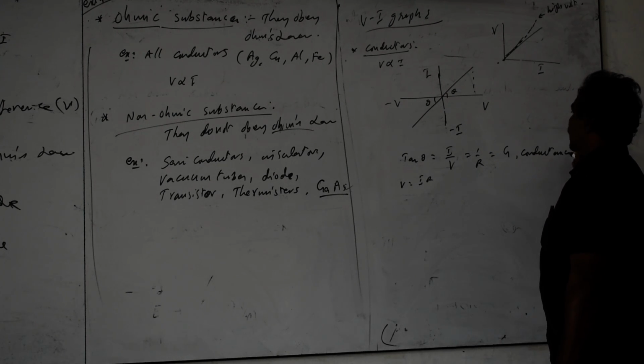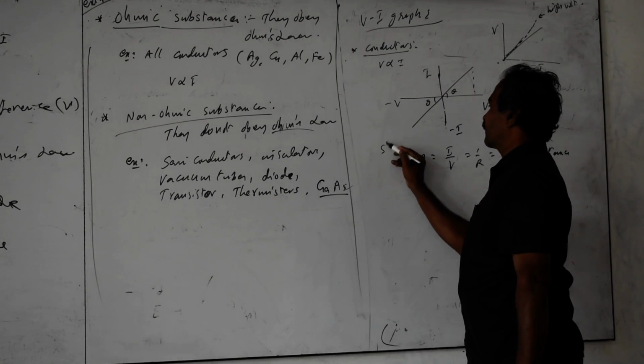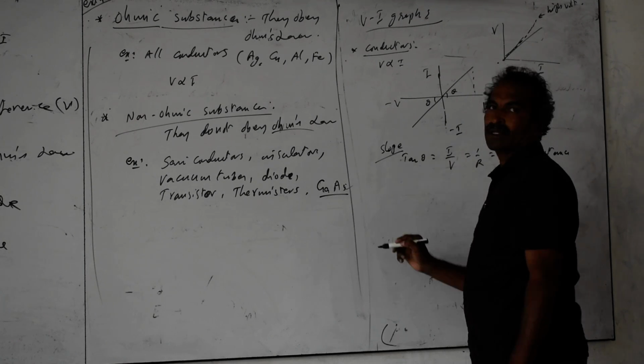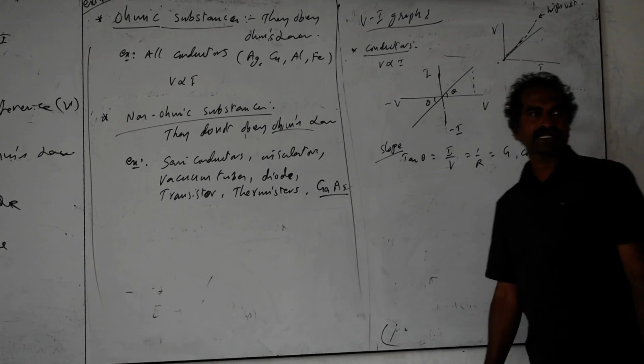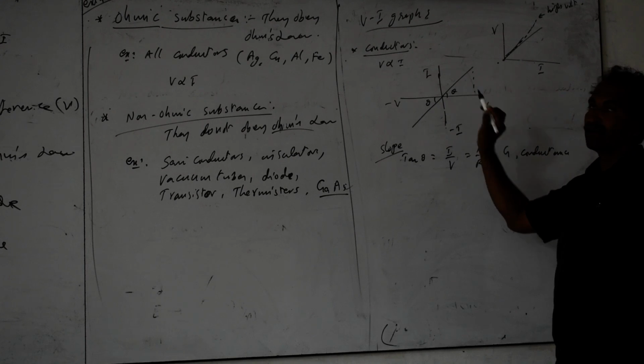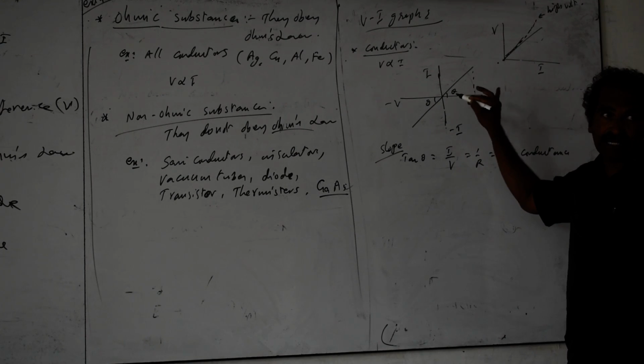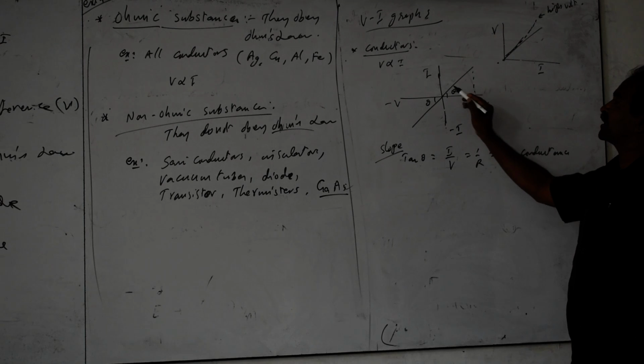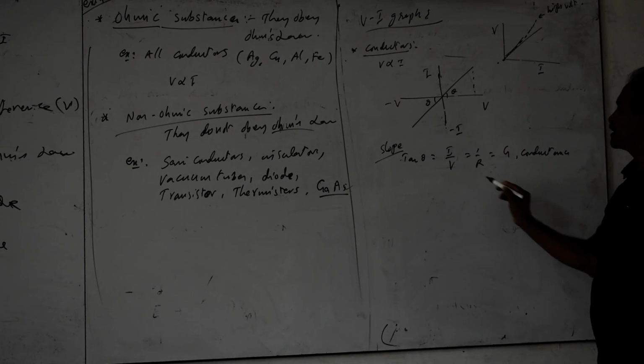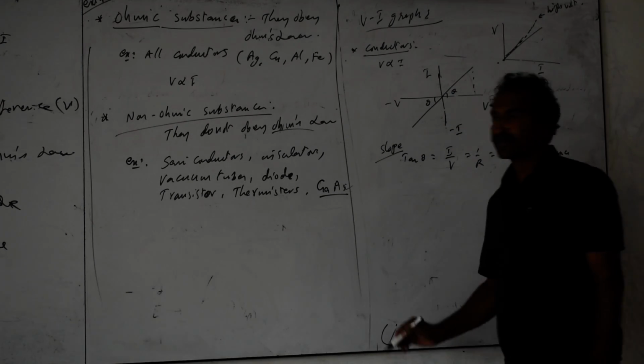So tan theta indicates the slope of the curve. Slope we take as y-axis quantity by x-axis quantity. Carefully, they will give you problems on this. The slope of the V-I graph, when V is on the x-axis, is equal to conductance G.